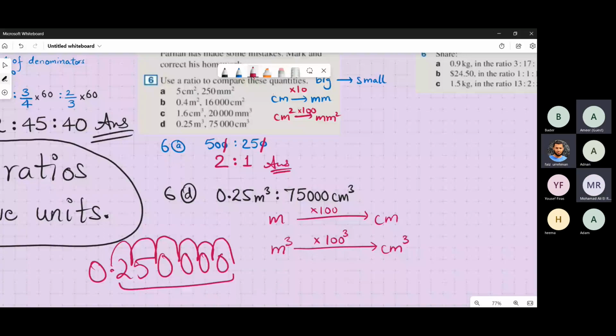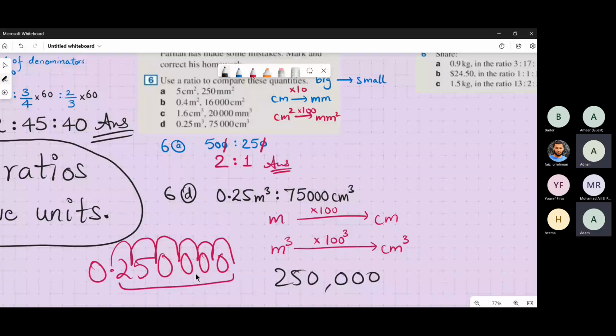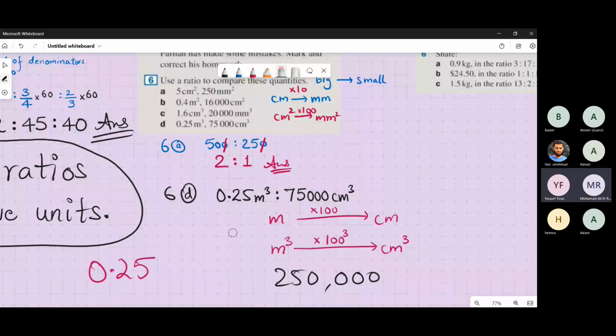No, not 2 million. 250,000. What is this number? 250,000, 6 digits and 4 zeros. I made a mistake, I didn't count the zeros. I forgot to count the zeros. So my final answer is correct, but I didn't count the zeros.